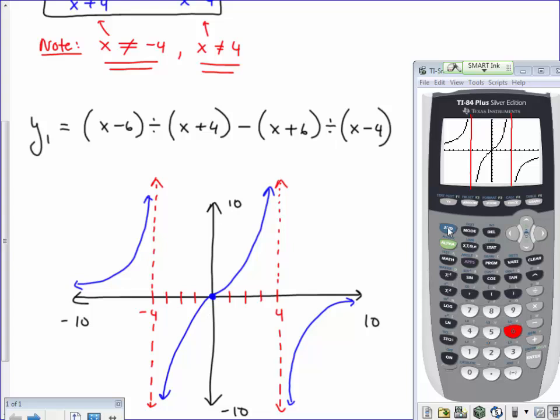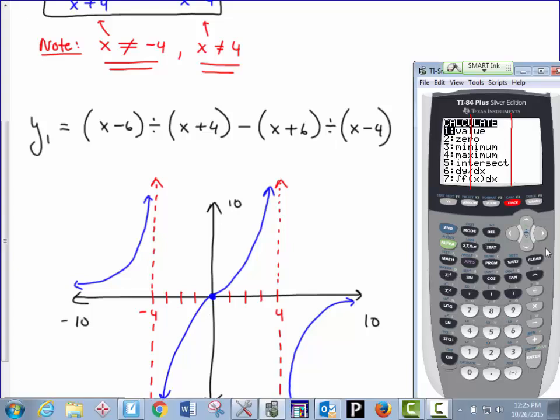What I can do here is do second trace, go to zero. Okay, and it actually looks like it takes me to that point, but let's double check. It's asking for a left bound, go a little bit to the left, press enter, go a little bit to the right when it's asking for a right bound, press enter, and then press enter again.